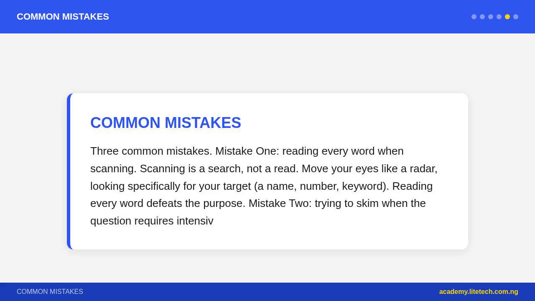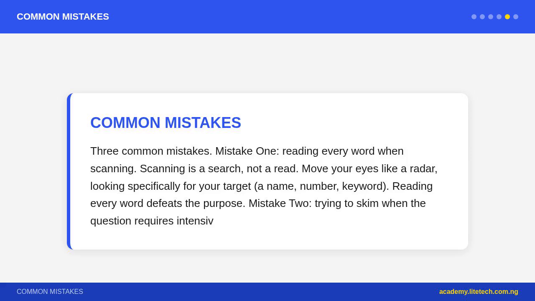Task 3, SQ3R application. You have a chapter titled Photosynthesis in your biology textbook with subheadings, what is photosynthesis, raw materials, the process, importance. Skim, what will this chapter cover? Question, form questions for each subheading. Read carefully. Recite, close book, say what each section taught you. Review, revisit your questions. 3 common mistakes.